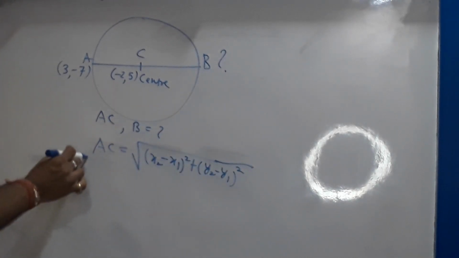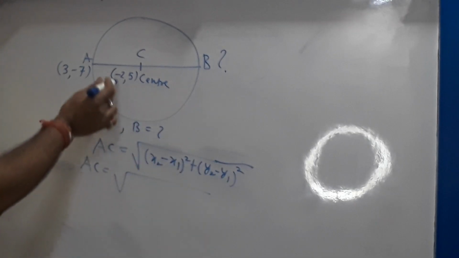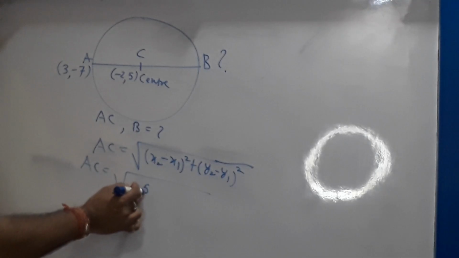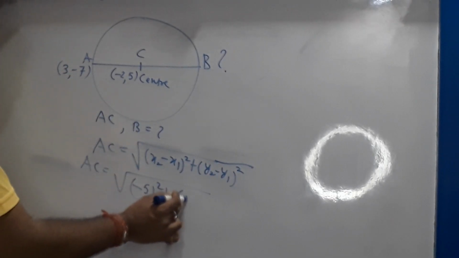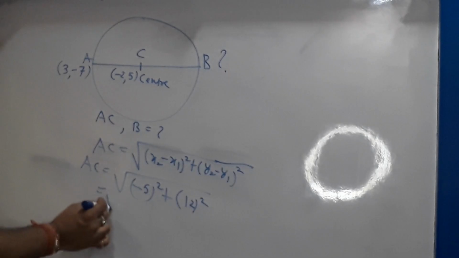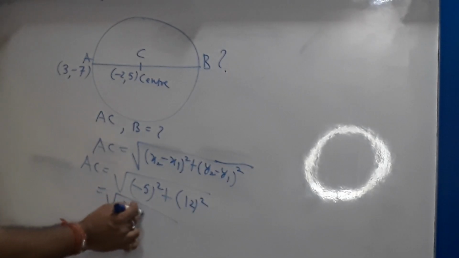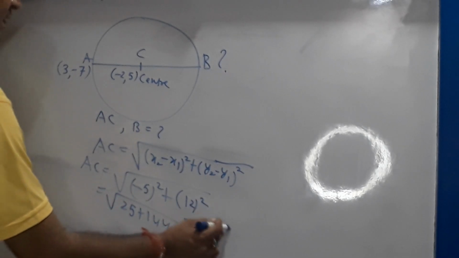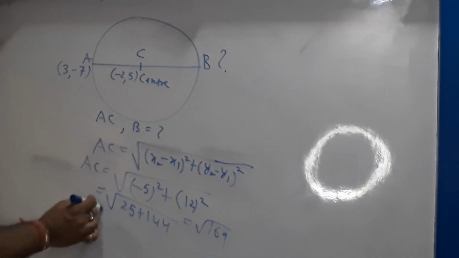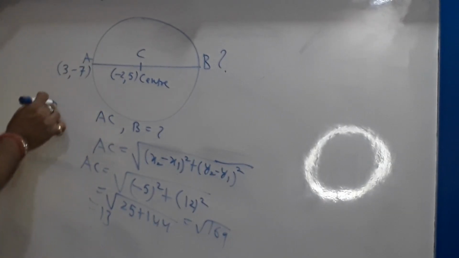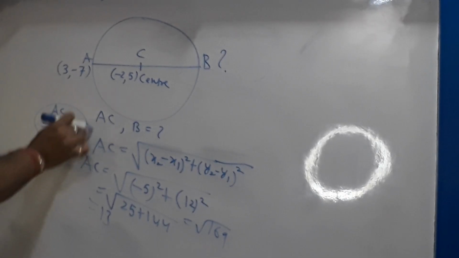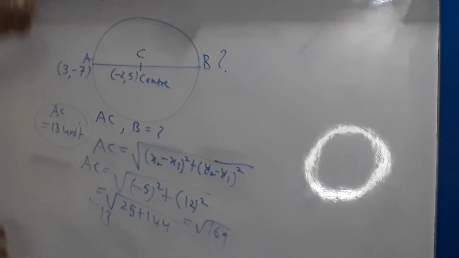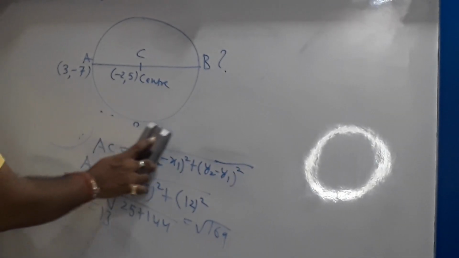So, AC will be root of (-2 minus 3) square plus (5 minus -7) square. So, what is (-5) square? 25. 12 square is 144. That is root 169, and that is 13. So AC is 13 units. Whenever it asks for the length between two points, always apply the distance formula.